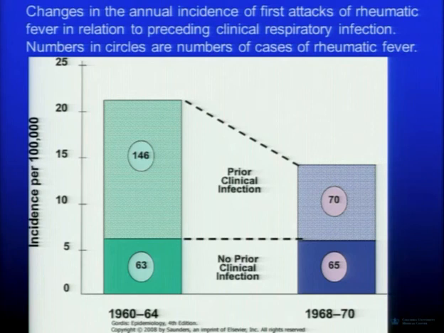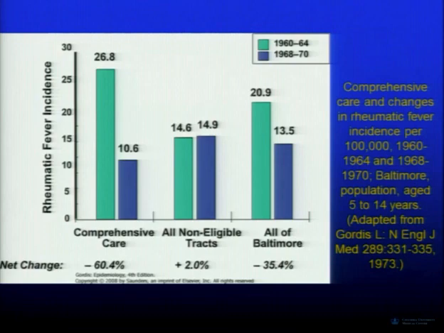Yes? Going back to the previous slide, how can you show rates of comprehensive care if there was no comprehensive care? Well, it's not the rates of comprehensive care, it's the rates of rheumatic disease in the comprehensive care district. So in other words, this is the comprehensive care census tract. This was a group of census tracts, this was another group, and they were looking at before and after the change in those population areas.